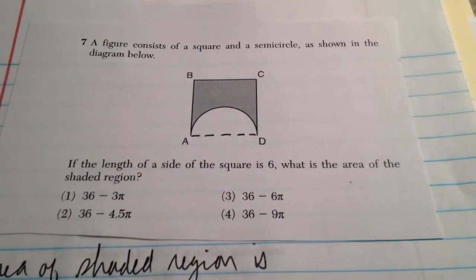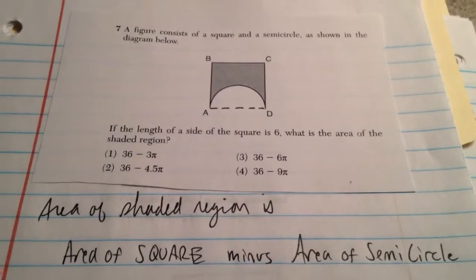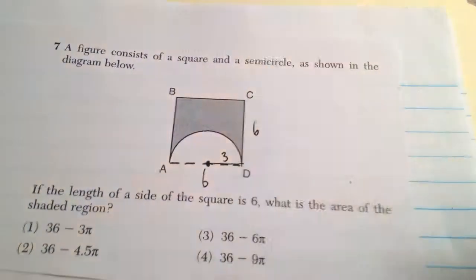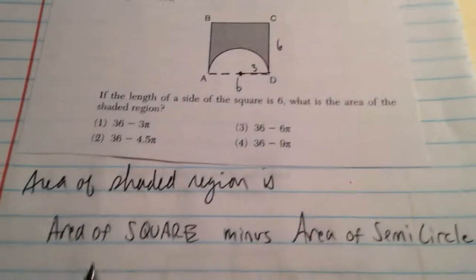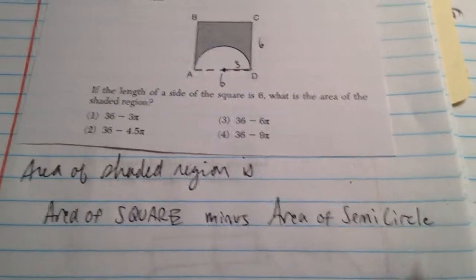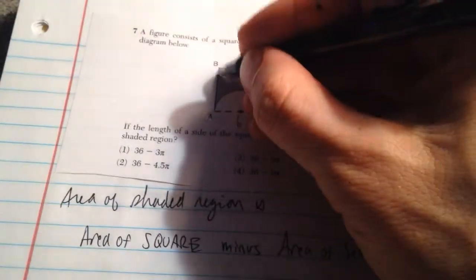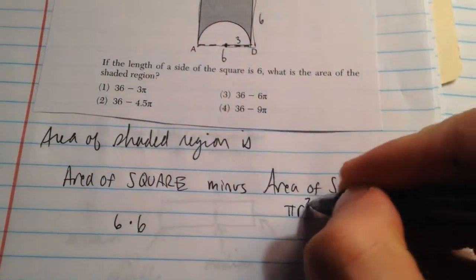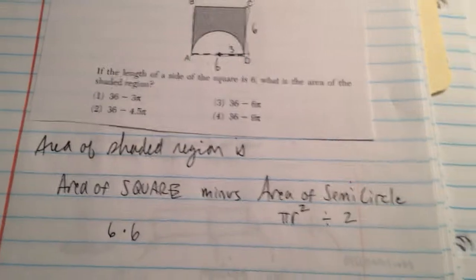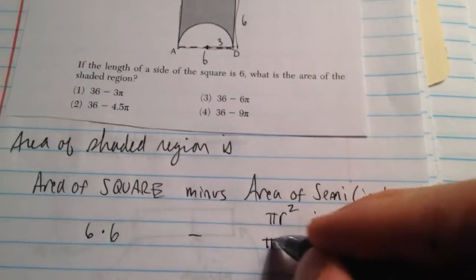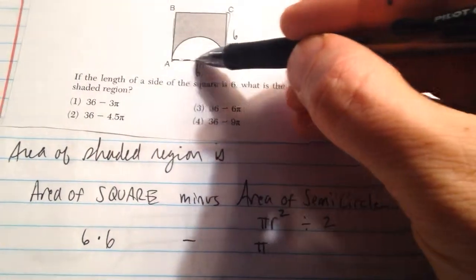And number 7, they want you to find the area of the shaded region. We know that the length of a side of the square is 6. That means the radius is 3. So to find the area of the shaded region, it's going to be the area of the square minus the area of the semicircle. The area of the entire square is going to be 6 times 6. And the area of the semicircle, well, that's pi r squared, but I have to divide that answer by 2 because it's a semicircle. My radius, like I said, is 3 because that's half of this diameter.